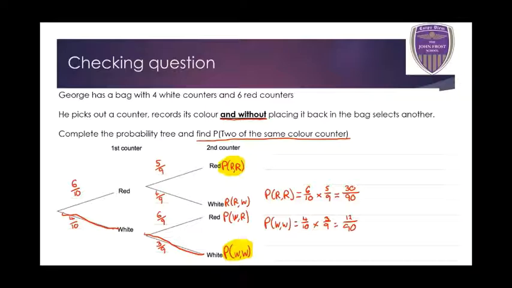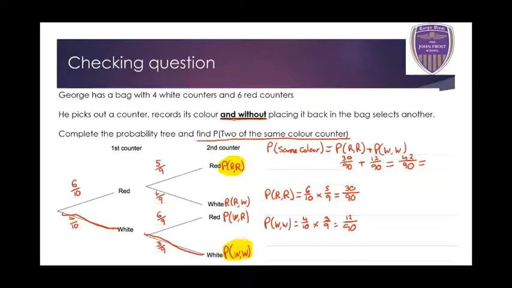Okay, so to answer our final question, let's make that simpler. P, same color. So find the probability he picks the 2 that are the same color. That's going to be P of R and R plus P of W and W. And we know now probability of red then red is 30 over 90. Probability of white and white is 12 over 90. 30 plus 12 is 42. And it's going to be over 90 because it's the same denominator.